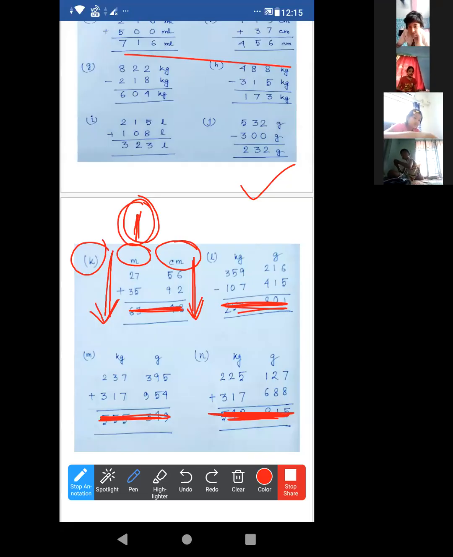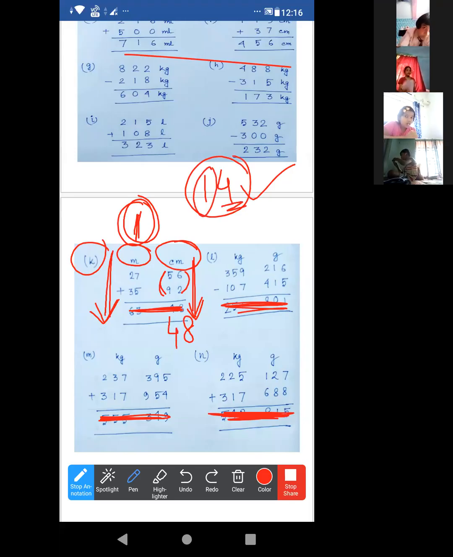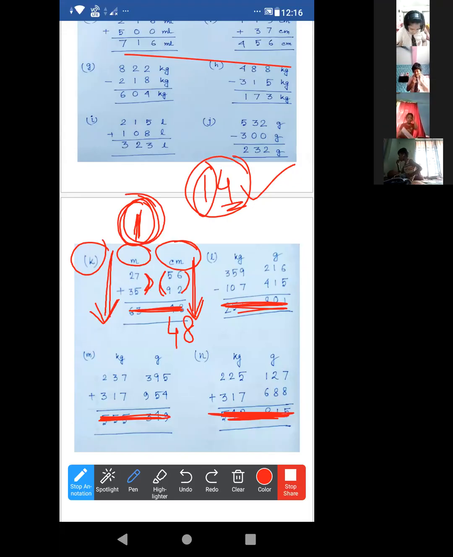Normal 6 plus 2, it will be 8. Then 9 plus 5, look, 14. 9 plus 5 is 14. Now we will take this 4 and 1 will be carried forward. So this 1 will go over there. Now 7 plus, it will go in place of meter. 7 plus 5, 12. Plus this one, 13. We'll put this 3 over there. And 1 again carried forward. Now 3 plus 2, 5 plus 1, 6.